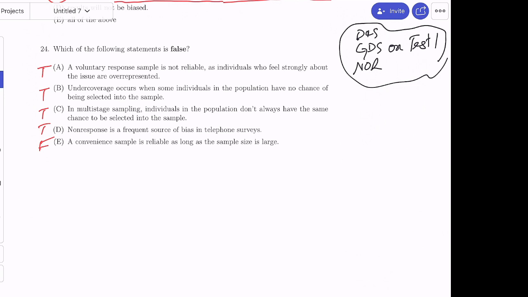Okay, so E. So that's how I deal with true and false. I answer them all. I address them all so I don't forget. I'm looking for the false one.